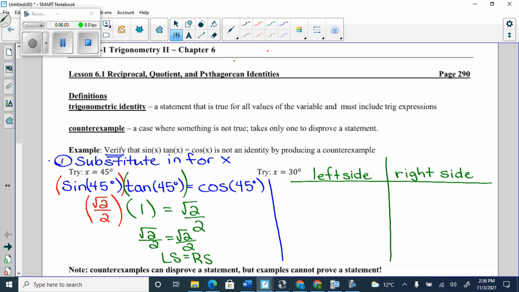We have to plug in the 30. So we get sine 30 degrees, tan of 30 degrees. And I'm going to explain the difference of these two and what you need to have in order to get full marks. Cos of 30.